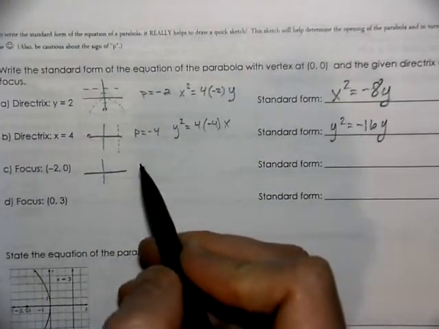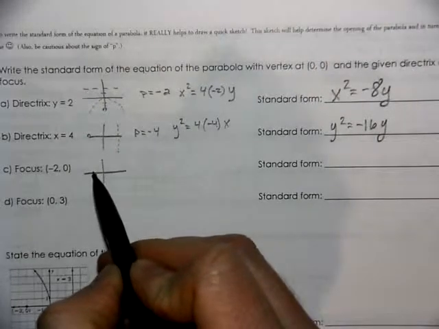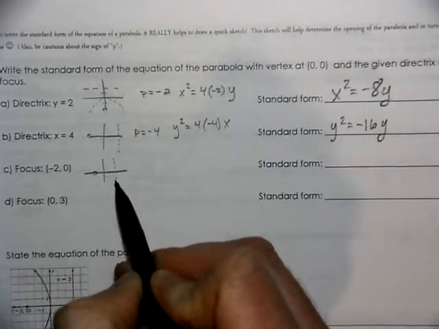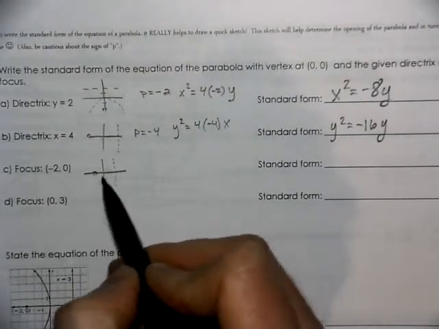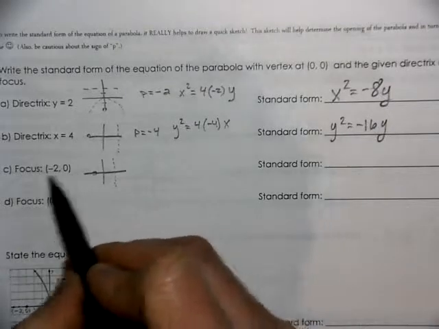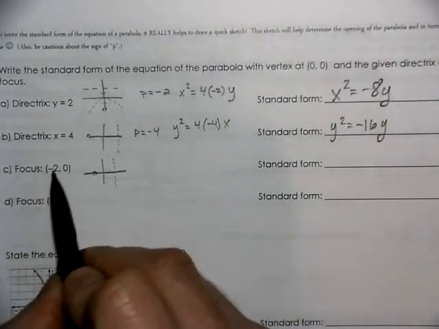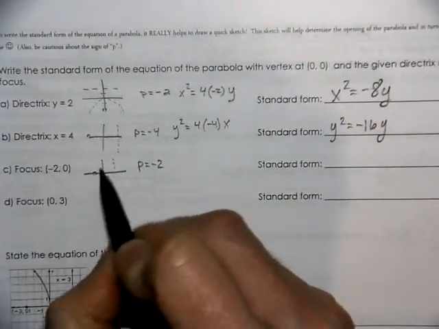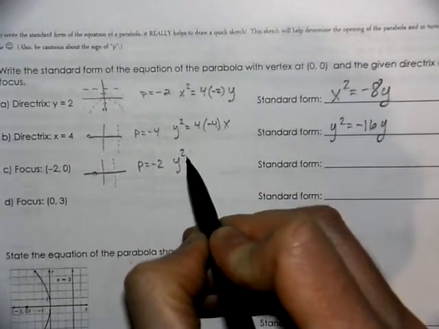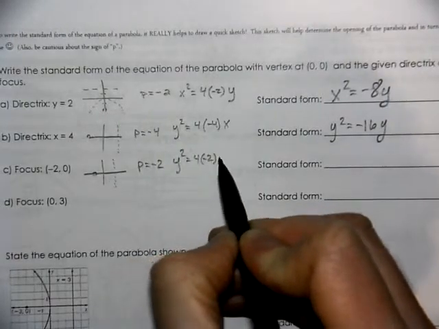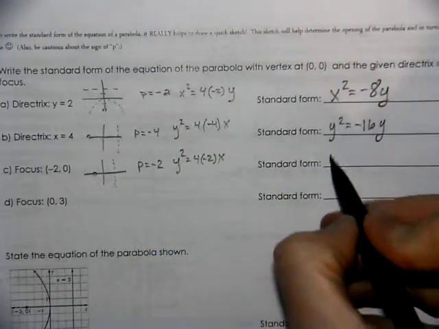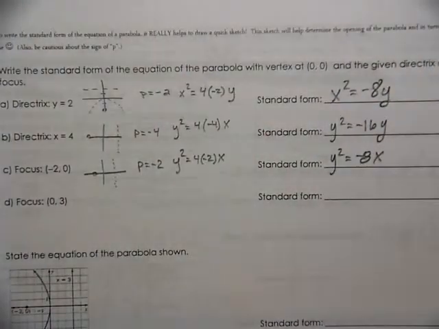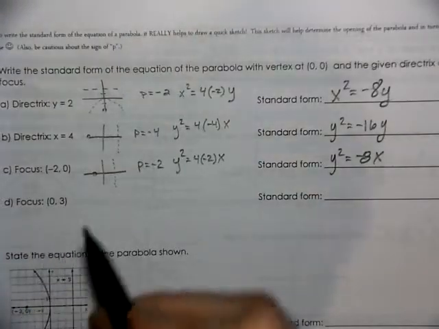For this problem, we know what the focus is. The focus is -2. So we know the directrix happens to be +2, but not overly necessary to know that to write the equation. We just need to know that the p value is -2. It looks like it's going to open up sideways again. So 4 times px. So our equation is y squared equals -8x.